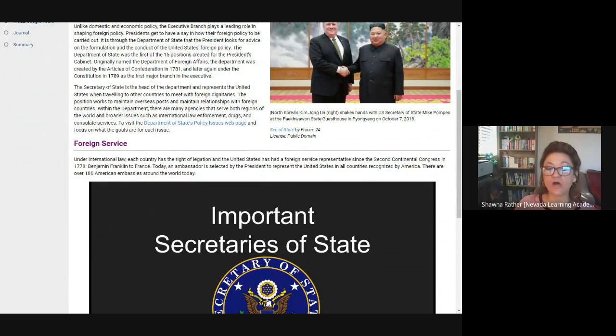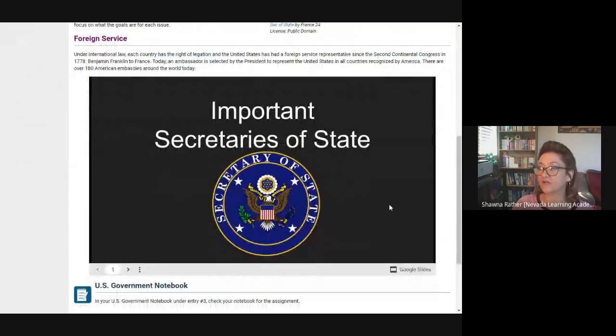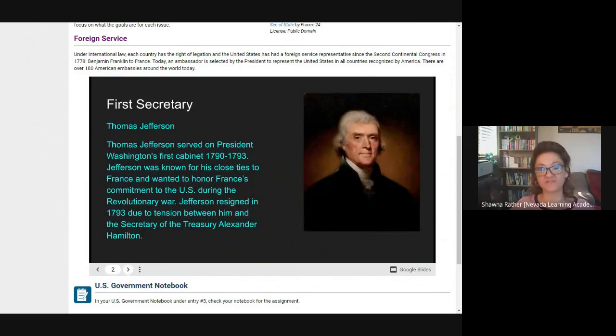Under international law, each country has the right of legation, and the United States has had foreign service representatives since the Second Continental Congress. And so what we have here is just kind of a PowerPoint, if you will, a slide projection of important secretaries of state. So we know Thomas Jefferson, our very first one. He actually was in President Washington's cabinet, definitely close ties with France. He and Alexander Hamilton had issues, so he resigned, and then he's going to come back as our third president.